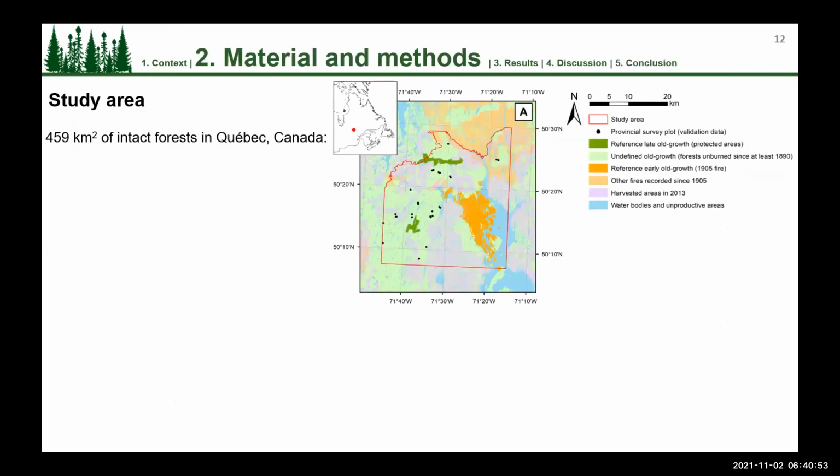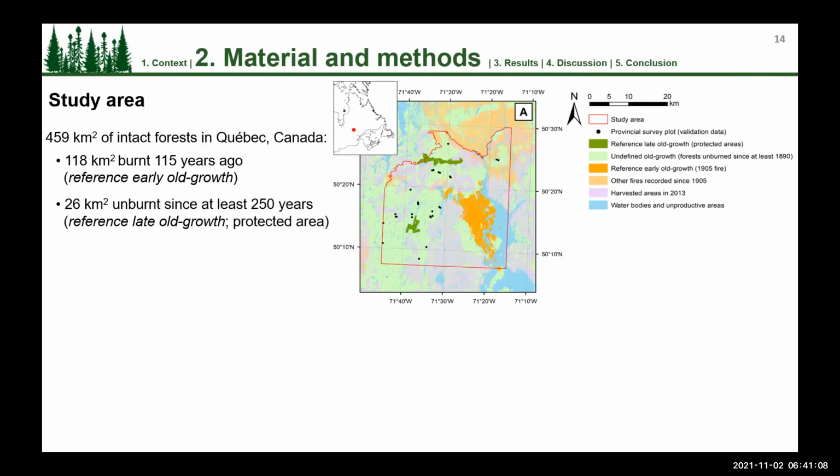To do this, we chose three territories in Quebec, Canada, selected for several reasons. First, the presence of a fire that burned 100 years ago, so forests that are old-growth but just at the beginning of the old-growth stage, or reference early old-growth forests. But nearby, there are also two protected areas of late old-growth forests, which have not burned for at least 250 years. So here we have two reference areas to train our model to try to distinguish between different types, different succession stages of old-growth forests.